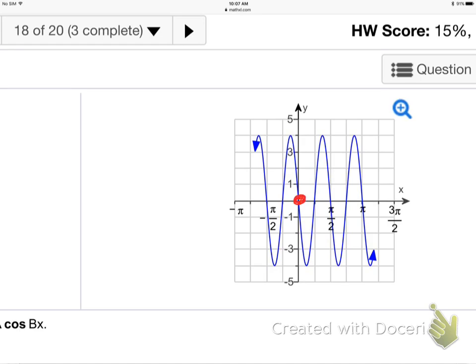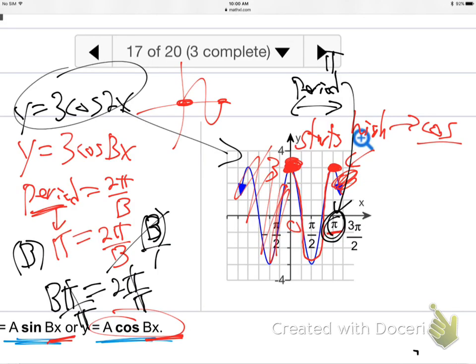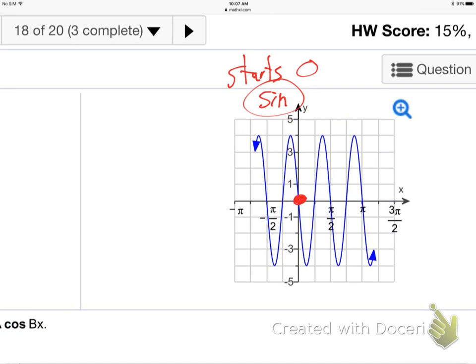So it starts right here. So sine or cosine? Sine. It's starting at 0, so I'm going to use sine. Whereas the last one, if you look back, started high, and by start I mean at x equals 0. That one started high, so it was cosine. This one starts at 0, so it's sine. If it starts at 0, it's sine. If it starts high or low, it's cosine.